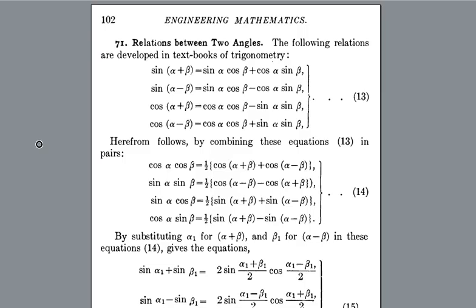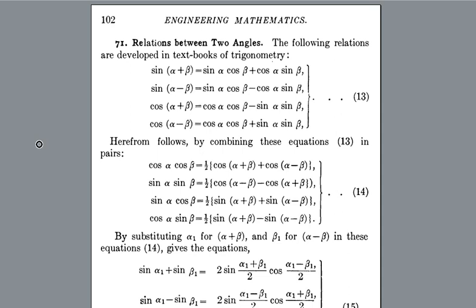From these equations, the following relationships can be derived by combining the equations in pairs. The product of the cosine of alpha and the cosine of beta equals 1/2 the sum of the cosine of alpha plus beta and the cosine of alpha minus beta. The product of the sine of alpha and the sine of beta equals 1/2 the difference between the cosine of alpha minus beta and the cosine of alpha plus beta.